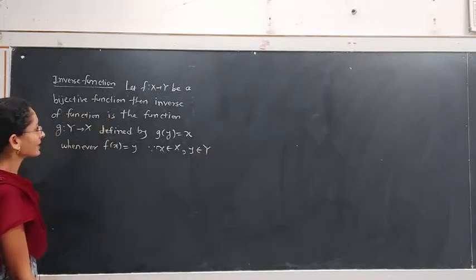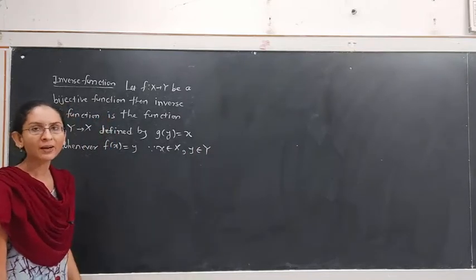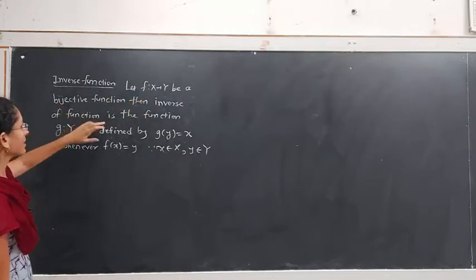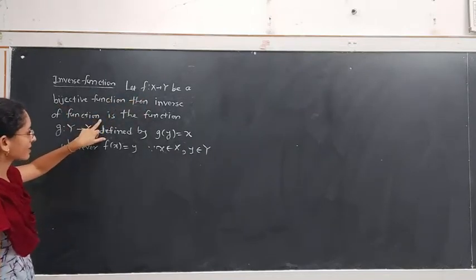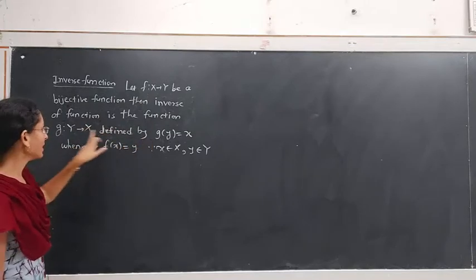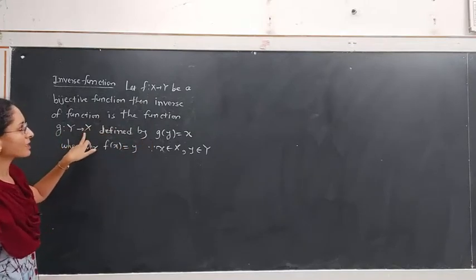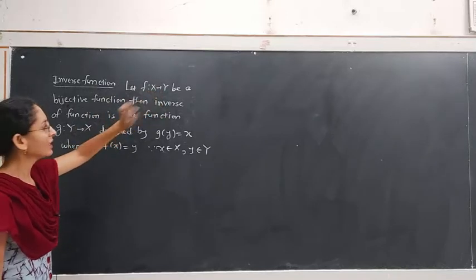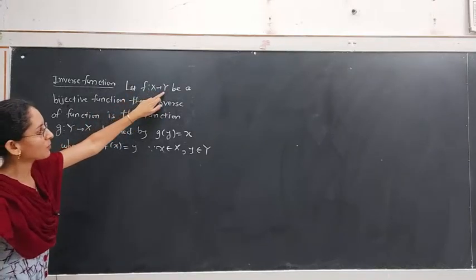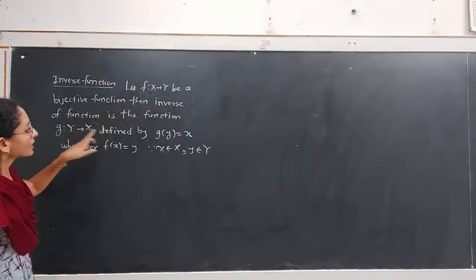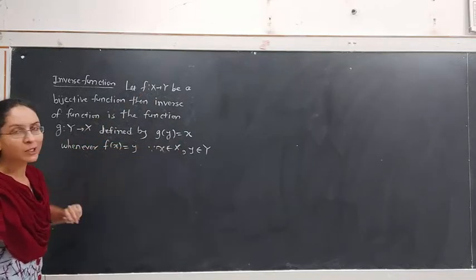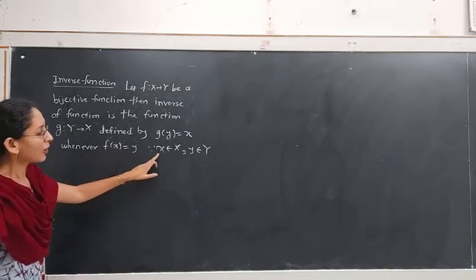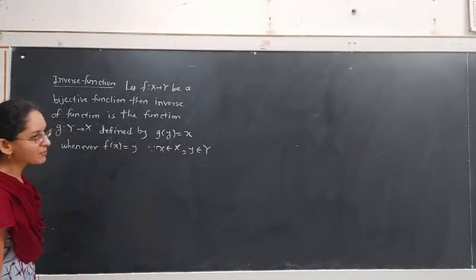If we have a bijective function, that means a one-one and onto function f from x to y, then the inverse of function f is also a function g, that is from y to x. If f is a function from x to y, which is a bijective function, then its inverse is a function from y to x, defined by g of y is equal to x whenever f of x is equal to y, for all x belongs to x and y belongs to y.